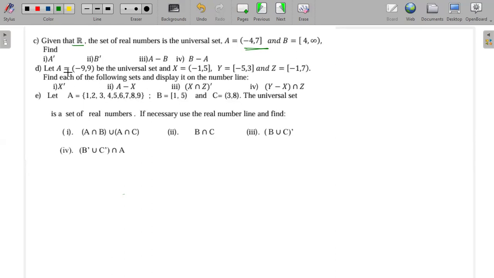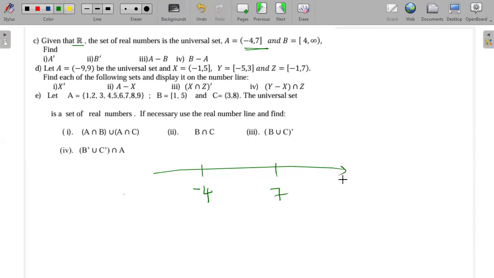And we have to find A complement, B complement, A minus B, which is the difference of A and B, and the difference of B and A. So how do we find this? Well, we can find this using the number line. I drew my line here, and I'll just plot A first. So A, that is -4, to 7.